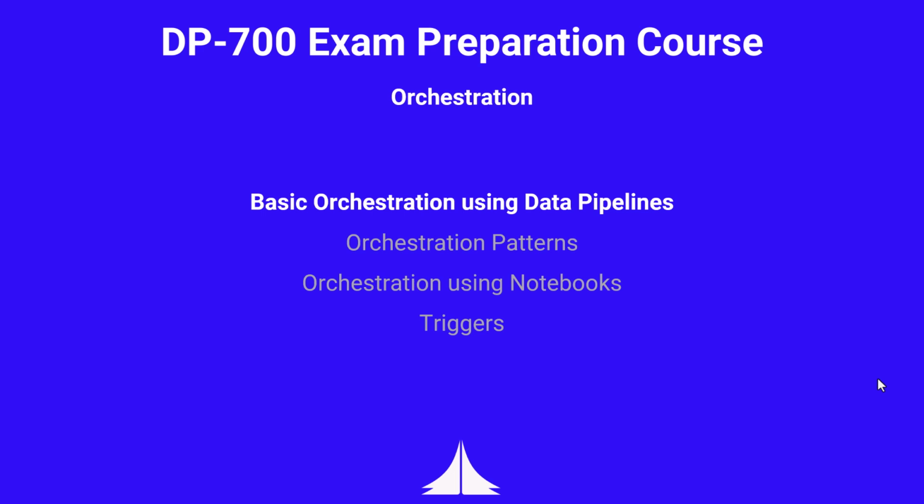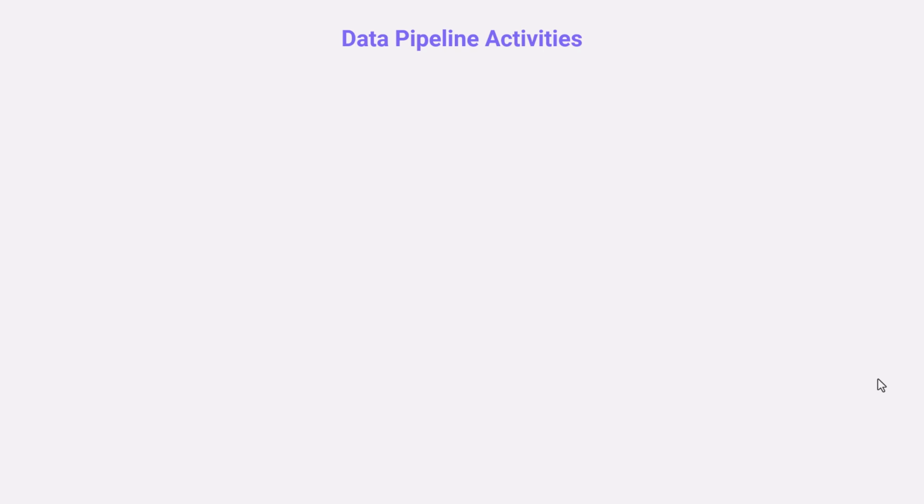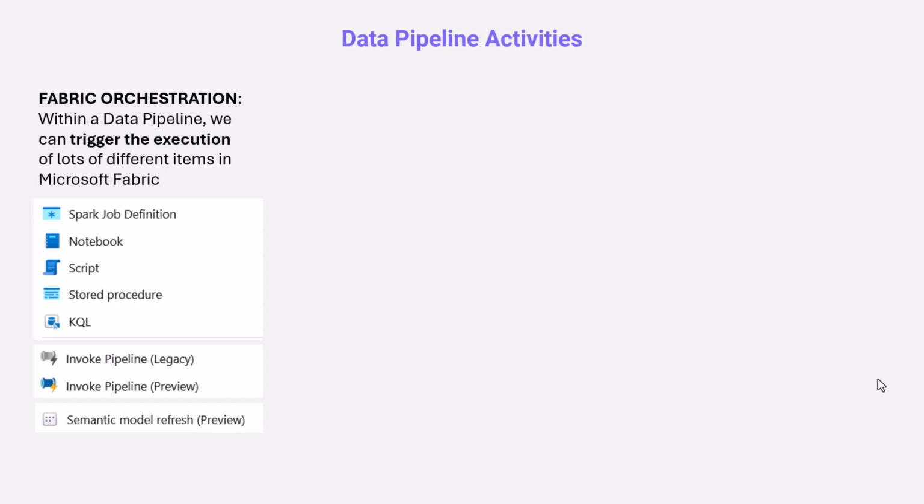Okay, so let's just start off with some of the basics of data pipelines. In a data pipeline, we have a number of different activities available to us. And this is one of the massive benefits of data pipelines. We can use it to orchestrate, meaning to trigger the execution of lots of other things in Microsoft Fabric. So this first block here, we have a number of different experiences or Fabric items in Microsoft Fabric, like the notebook, the data warehouse, the KQL experience, Spark jobs, and all of these things can be triggered by a data pipeline. We also have semantic model refreshing down here.